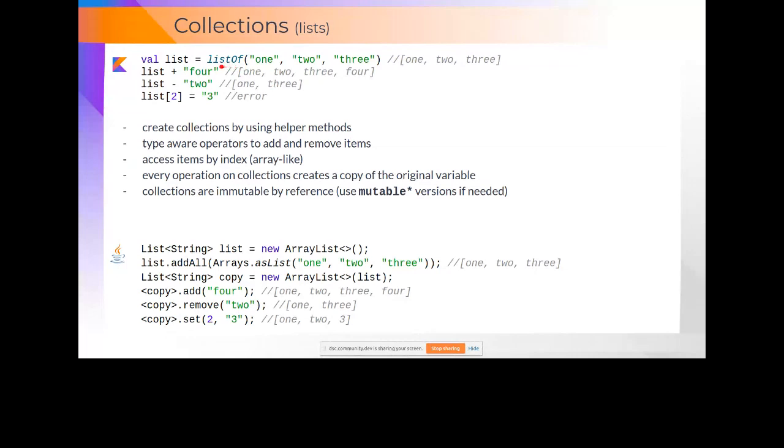So basically, you create collections by using helper functions. Like here, you use listOf to create a list. And you don't have to give the type. Because Kotlin uses type inference, it will know that this is a list of strings. If you change the types, it will figure out what type it needs to use here.